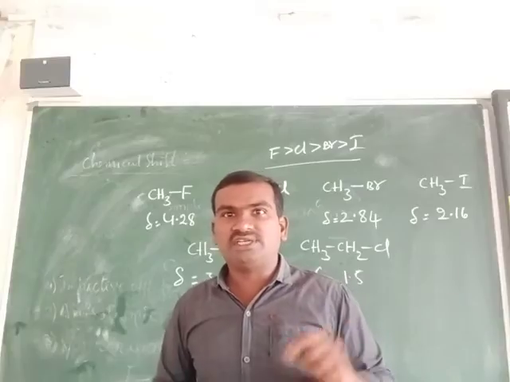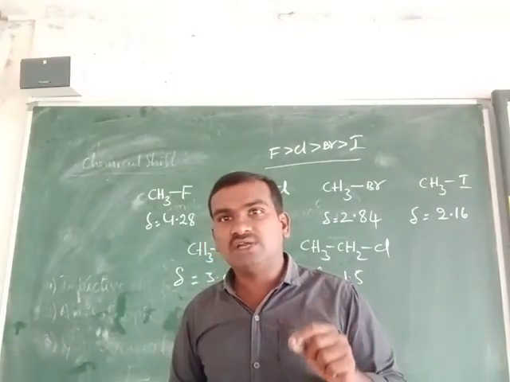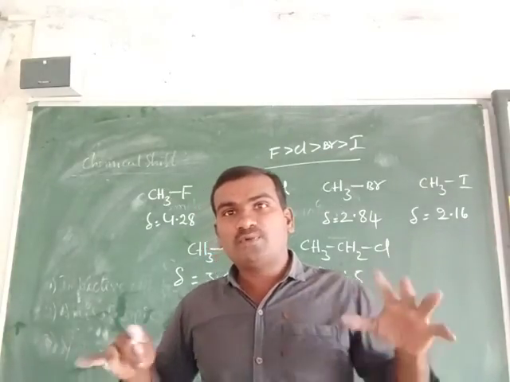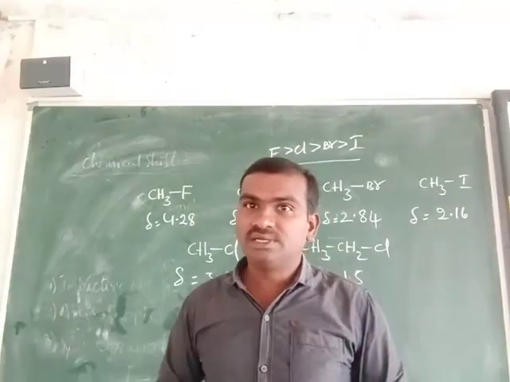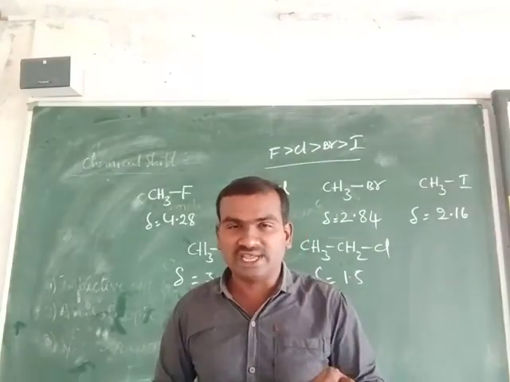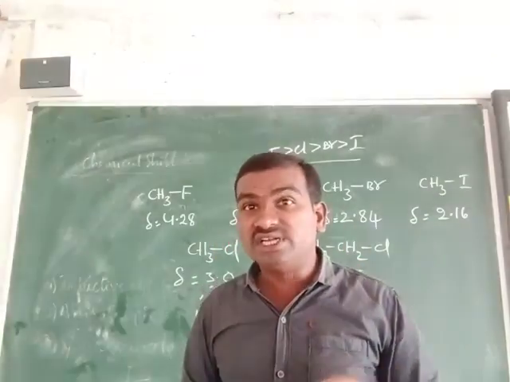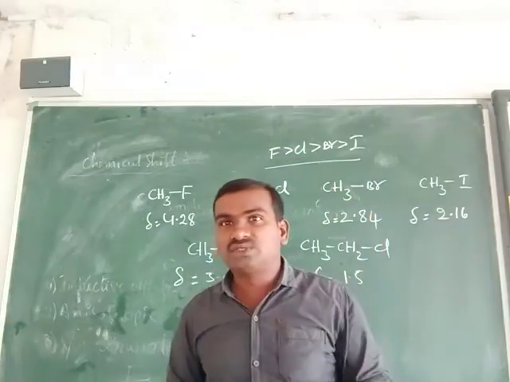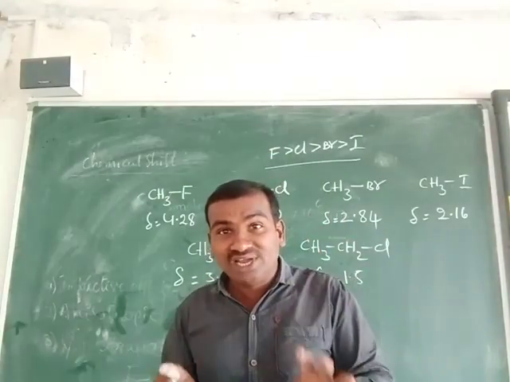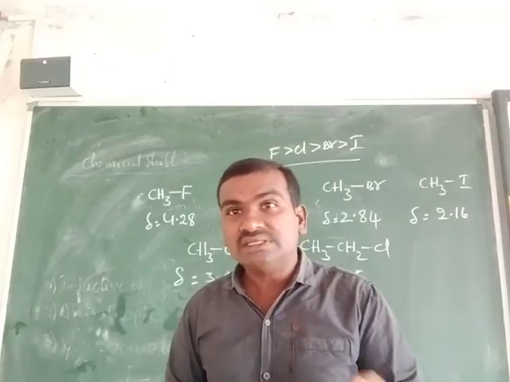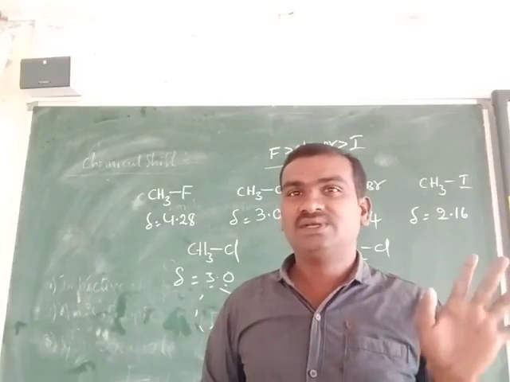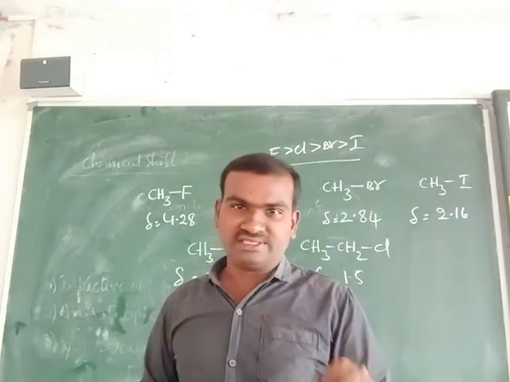If the protons are present in the shielding region, the delta values are lower than expected. If the protons are in the deshielding region, the delta values are higher than expected. Once again, if the protons are present in the shielding region, the delta values are lower than expected. If the protons are in the deshielding region, the delta values are higher than expected. So, these are the factors influencing the chemical shift.